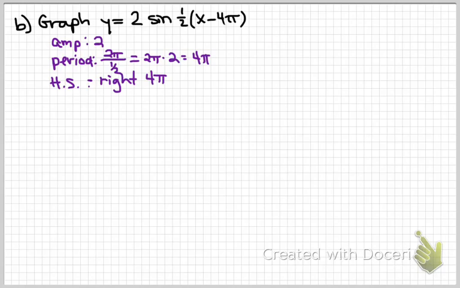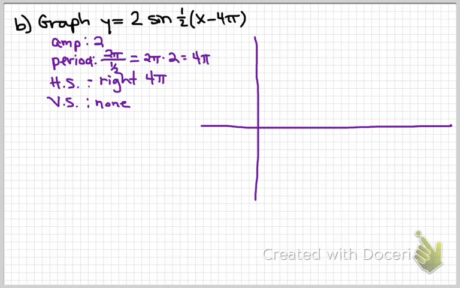4 pi. And then the last thing I need to identify is the vertical shift. That would be whatever is being added or subtracted to that trig function, so that would be outside of the trig function. In this case, there's nothing, so there is no vertical shift. So now when I go ahead and graph this, since I'm not moving it up or down any, I can still just center it at the 0. So we'll just go ahead and graph our graph like that.